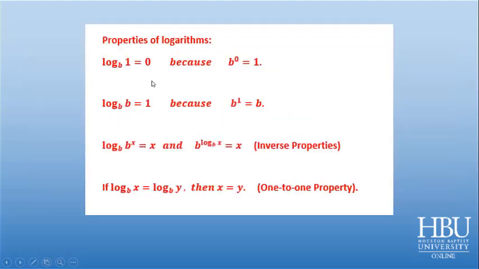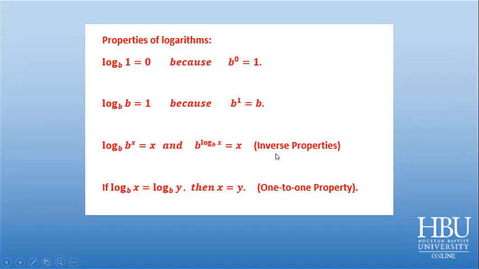Here are certain properties of logarithms that come directly from the definition. The logarithm of 1 to base b is going to be 0. Why? Because b raised to an exponent of 0 equals 1. The logarithm of b to base b is going to be 1. Why? Because b raised to an exponent of 1 equals b. The logarithm of b to the x to base b is just x. And b raised to an exponent that is the logarithm of x to base b is also just x.